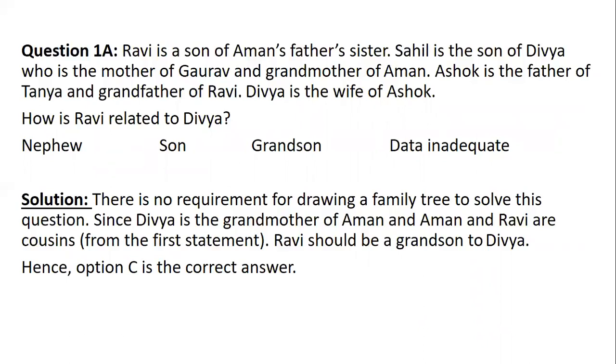So there is no requirement for drawing a family tree to solve this question. Since Divya is the grandmother of Aman, and Aman and Ravi are cousins from the first statement, Ravi should be the grandson of Divya. Hence, option C is the answer.